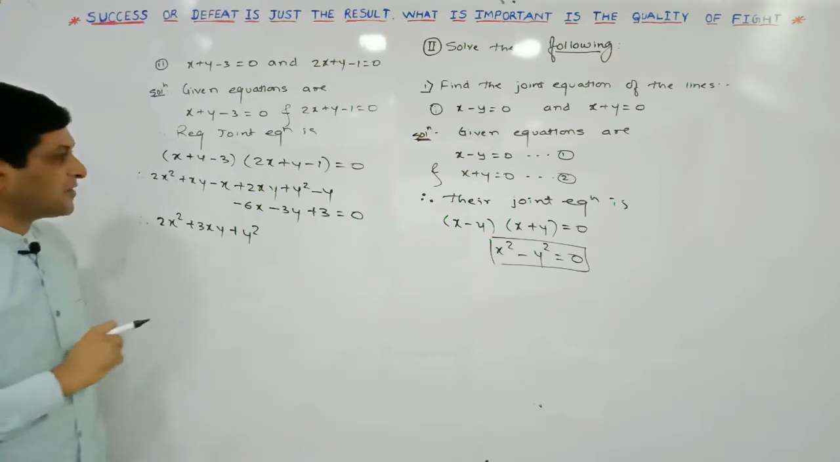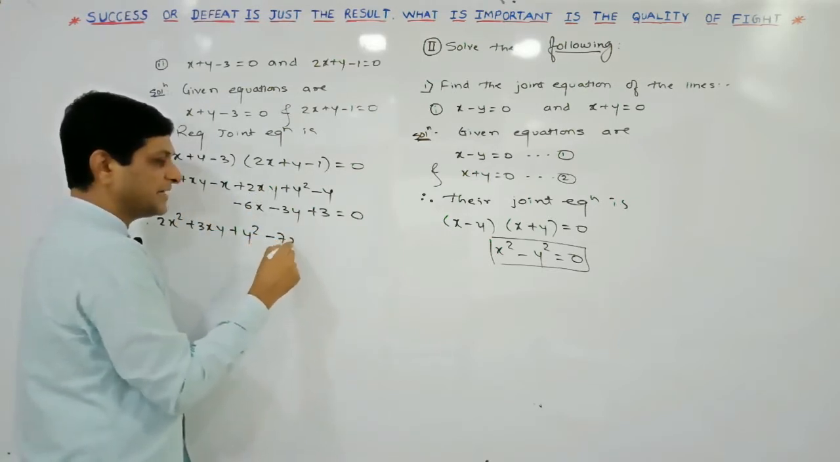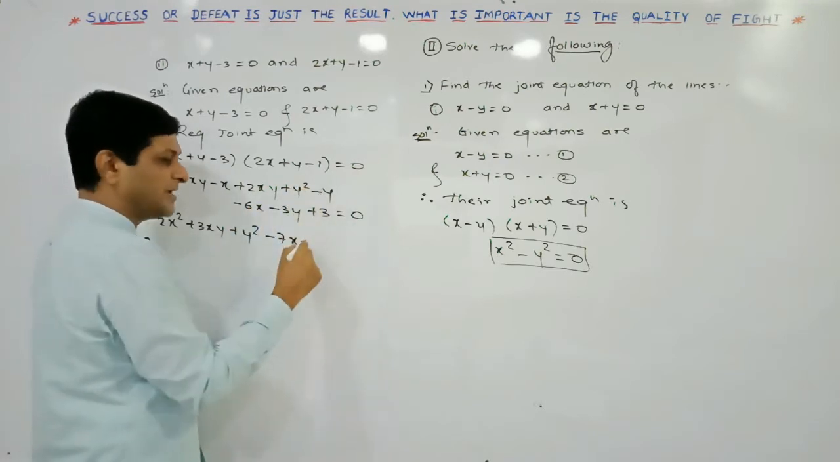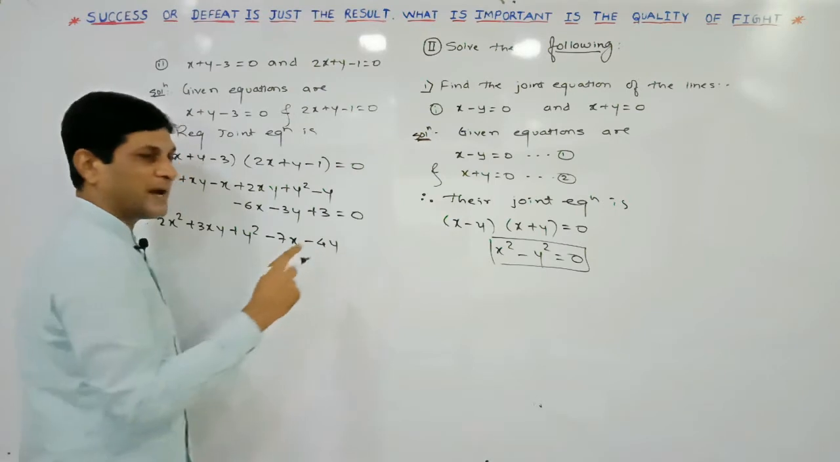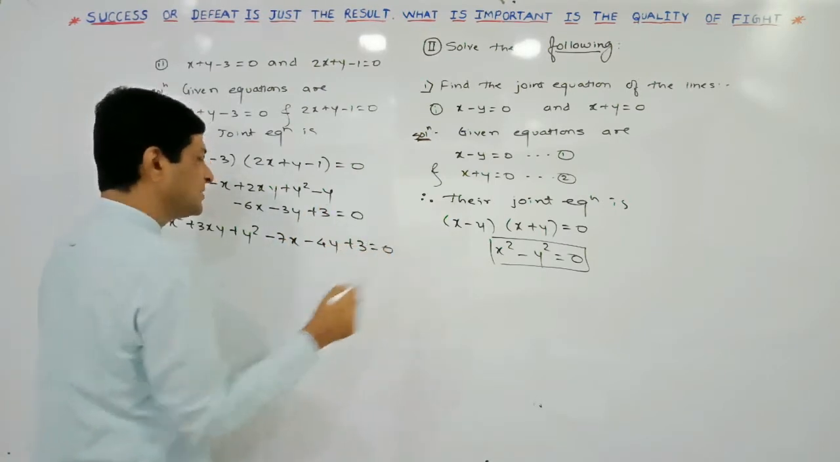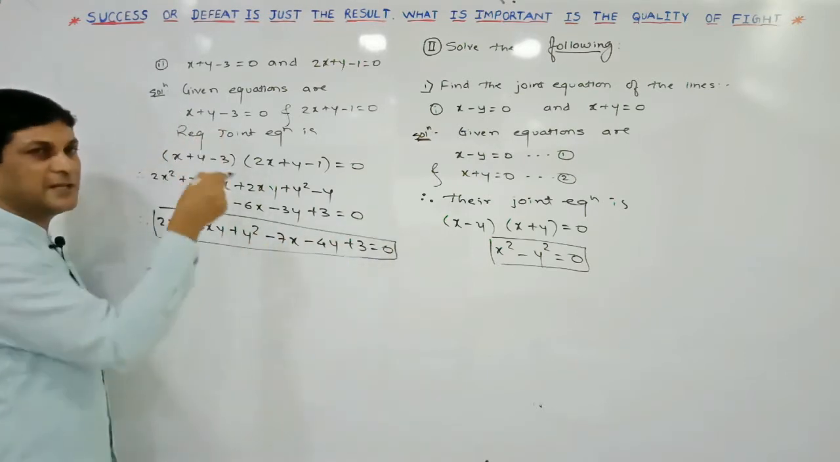Then collect the terms of x. Here minus x and minus 6x will be equal to minus 7x. Then collect the terms of y. Minus 3y minus y will be equal to minus 4y. And lastly, write down the constant term, plus 3 is equal to 0. In this way, we have got our required joint equation.